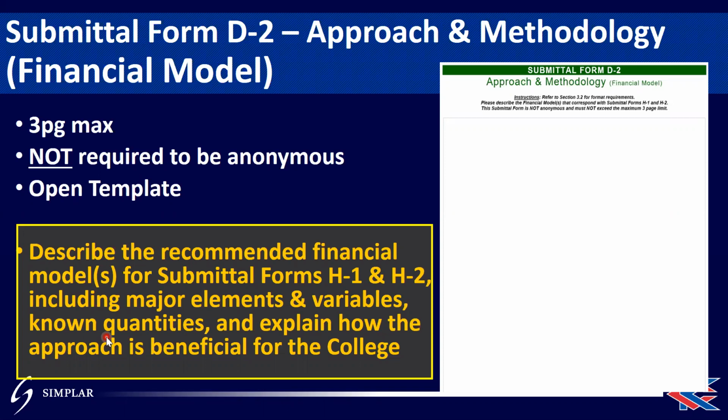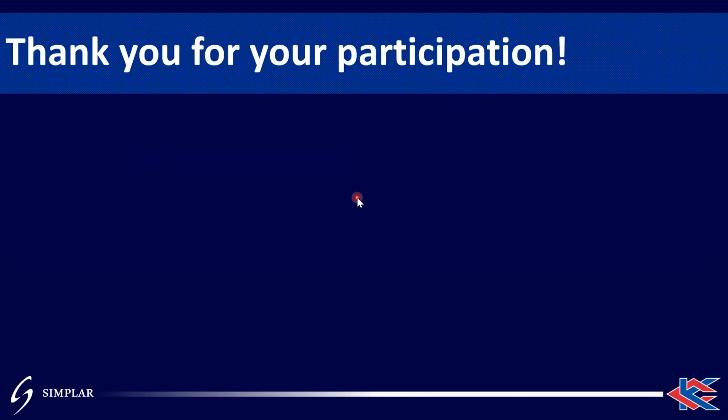And then you can utilize submittal form F, which is the scope alternatives, to itemize other ideas as well to make changes to that scope to improve or enhance the value to the students. So there you go. That's submittal forms C and D. Hopefully those examples are helpful.